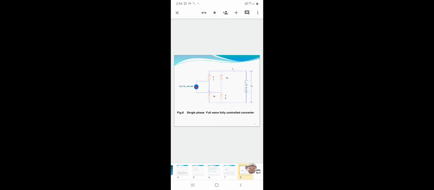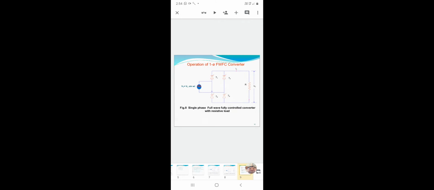The single phase full wave control converter. This is the circuit diagram. The construction consists of four thyristors arranged in a bridge form, and the load across the output voltage will be controllable, fed from the AC supply through the bridge. The load may be resistive, inductive, or a DC motor.